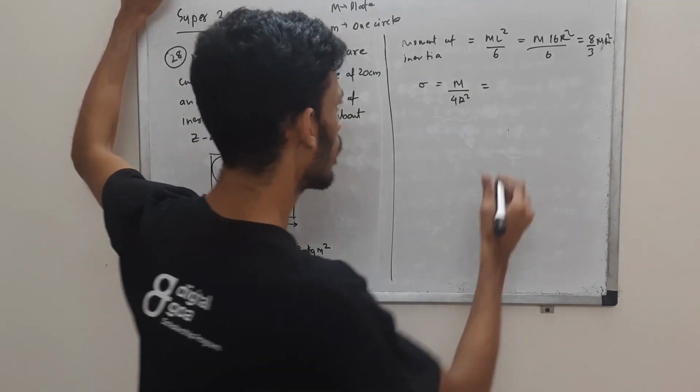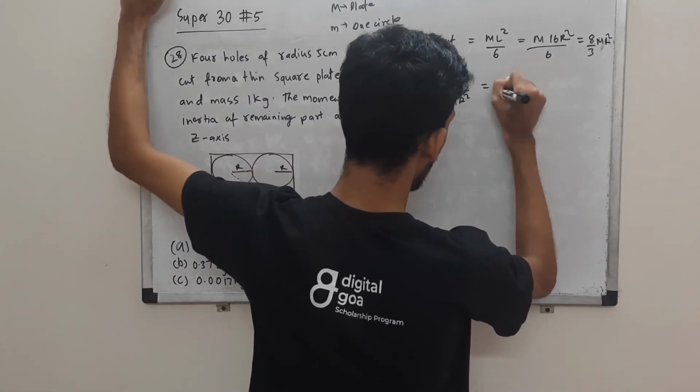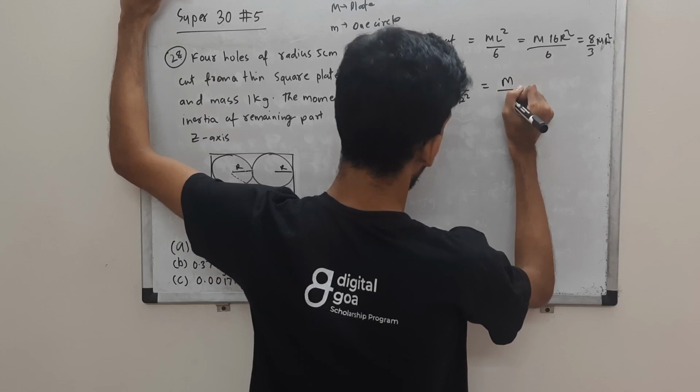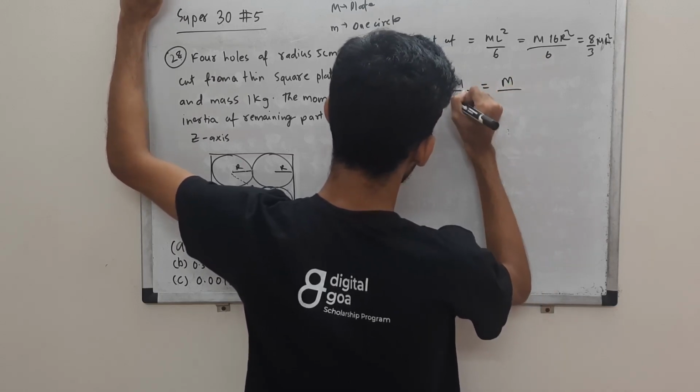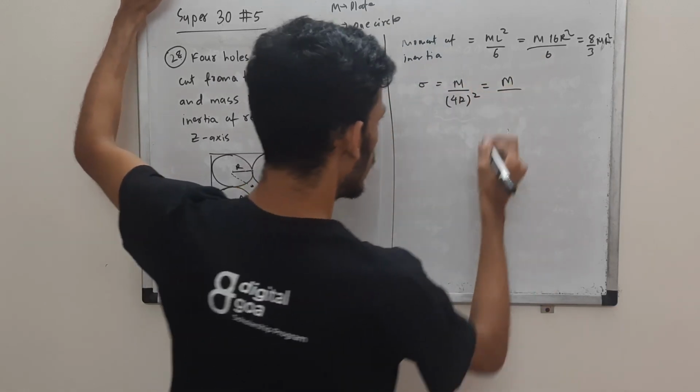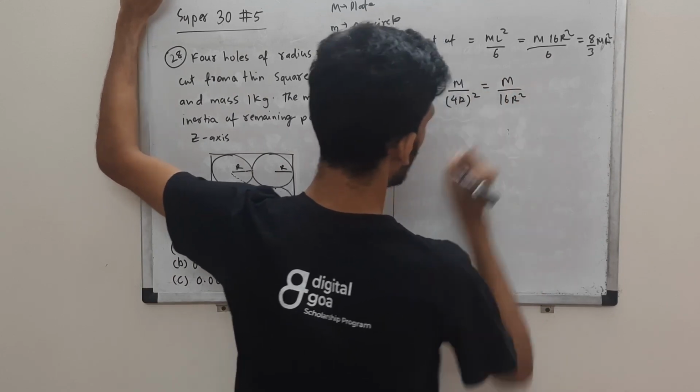Surface density, surface mass density. So M by 4r the whole square, length square. So this is 16r square. This is the surface density.